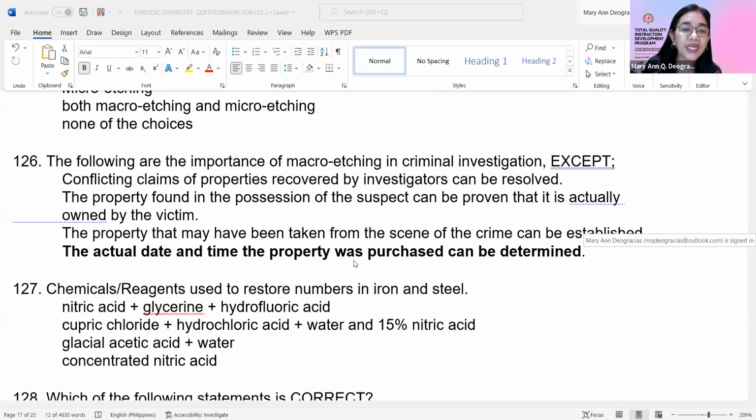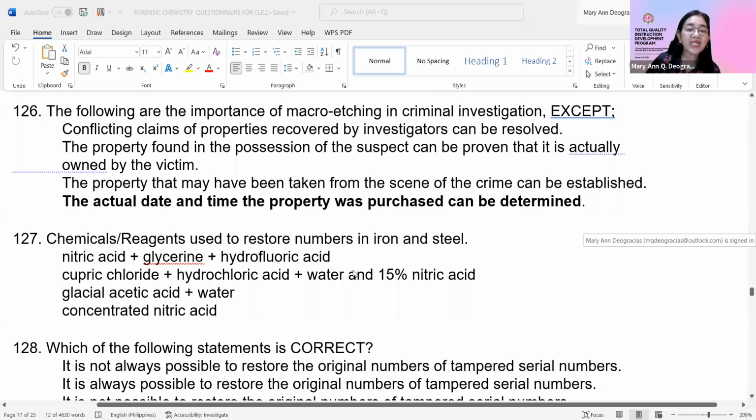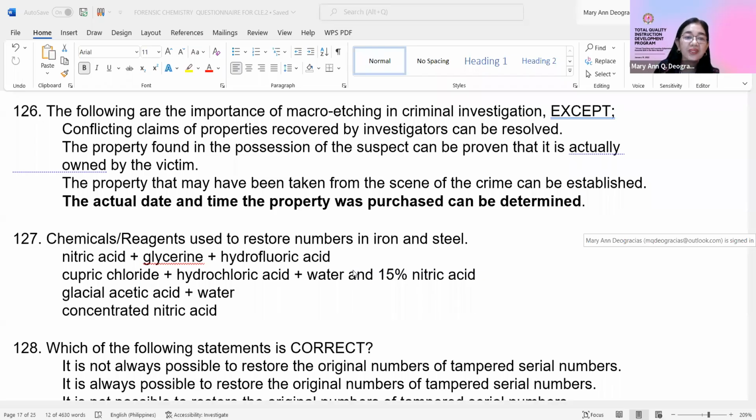Alright, how about this one? Chemicals, reagents used to restore numbers in iron and steel. Okay, A, nitric acid plus glycerin plus hydrofluoric acid. B, cupric chloride, hydrochloric acid, 15% nitric acid. C, glacial acetic acid. D, concentrated nitric acid. Which is the best? Yung common na ginagamit.